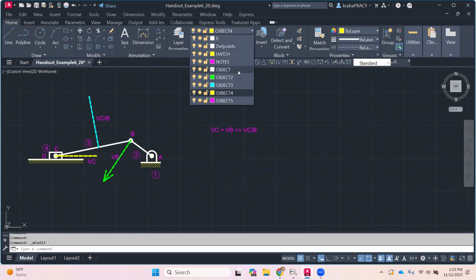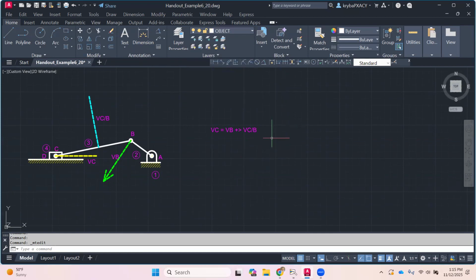I'm going to go back to my object layer. Just going to figure out here, go down. So I'm going to put my origin right about here. Make sure you identify an origin, because this is going to be our equal sign.